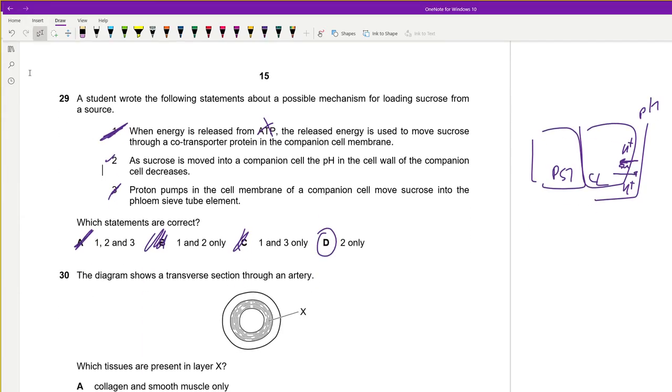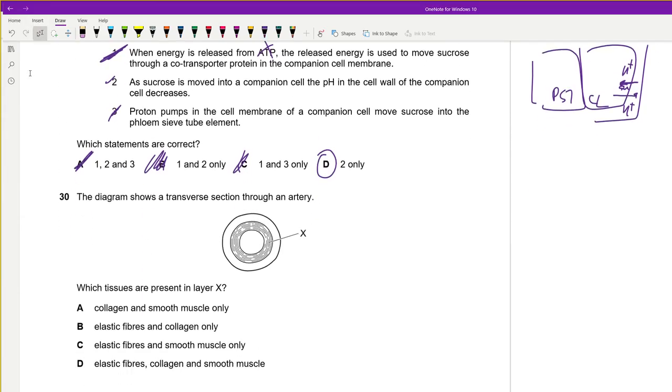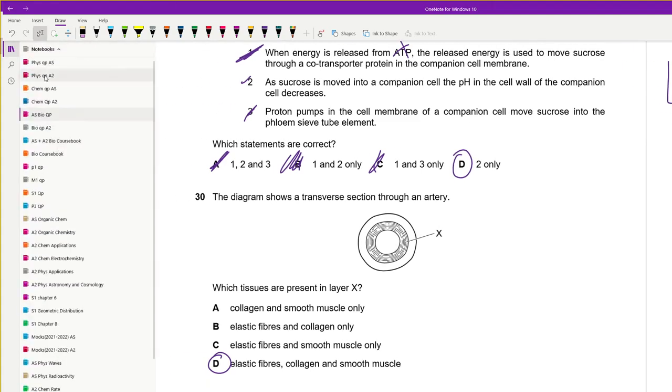Okay, number 30. The diagram shows the transverse section through an artery. It has tunica intima, media, and externa. So intima is basically endothelium. What about media? The layer that they have marked with X. It basically contains smooth muscles for constriction and dilatation. It has elastic fibers to withstand pressure, and it also has collagen. Okay, it has all three. This is very important. You guys need to know this.